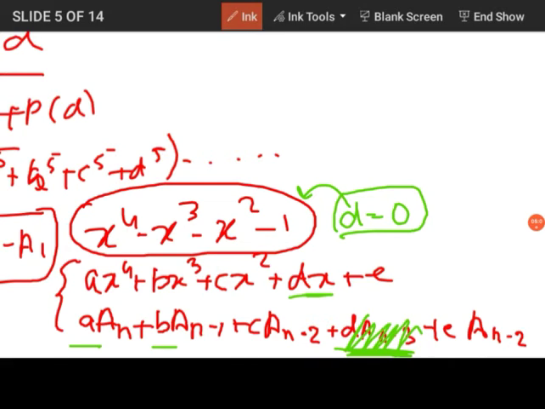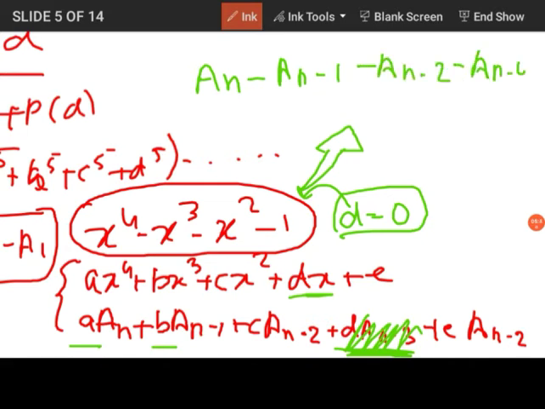Rest, a is 1, b is minus 1, c is minus 1 and e is also minus 1. That is very clear. We just compared the coefficients, and here d was 0, hence this term will not be there in the Newton's sum version of this biquadratic equation. So if I want to write the Newton's sum version for this biquadratic equation, that would be a_n minus a_(n-1) minus a_(n-2) minus a_(n-4), correct? Okay, correct.